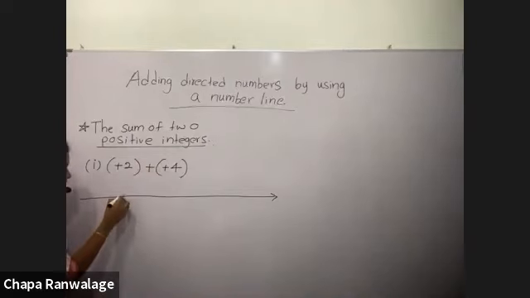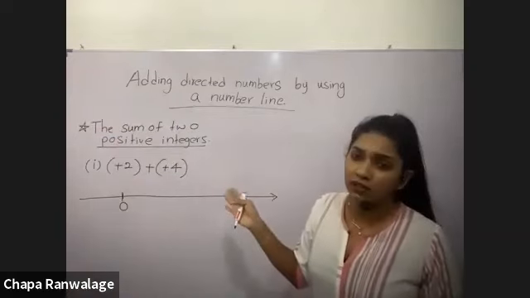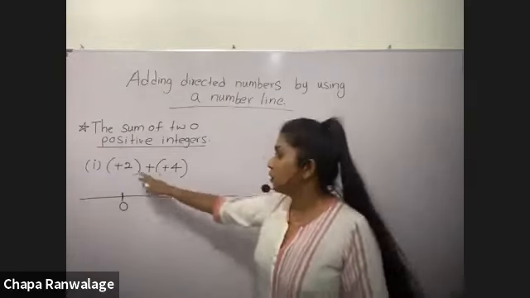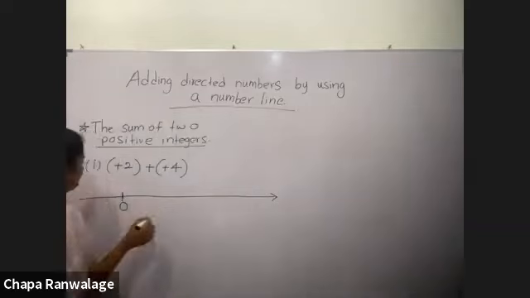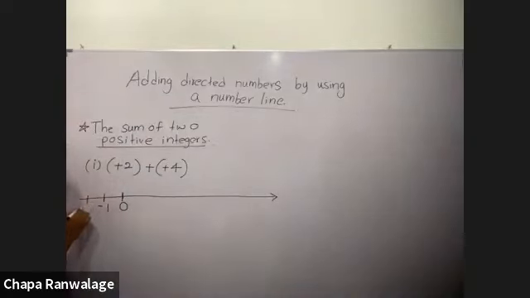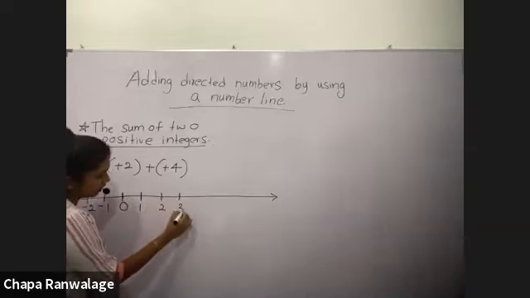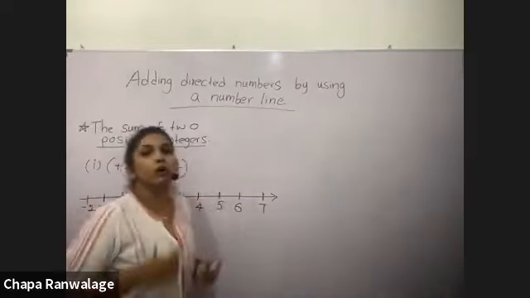Here you can write zero in this portion. Both are positive, so the negative side is not important. You can keep a small space to represent the negative numbers. Got it? Got it, teacher. Now here I represent minus 1 and minus 2, and on this side 1, 2, 3, 4, 5, 6, 7.